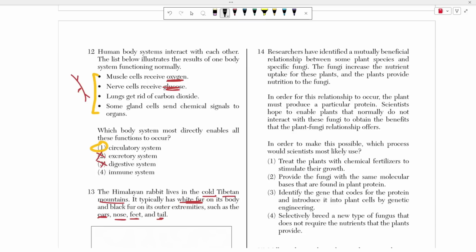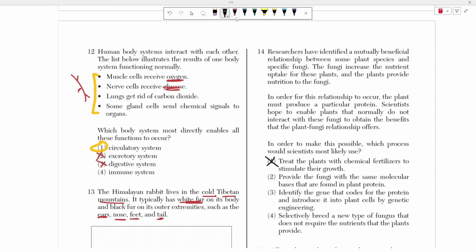So here's the thing, right? When a plant interacts with a fungi, they have this beneficial relationship where the fungi provide nutrition. So the fungi release these certain proteins which provide protection for the plants against certain diseases, and in exchange the plants secrete some sugar to feed the fungi. So how would we want to recreate this? Would we want to treat the plants with chemical fertilizers to stimulate their growth? Well, no, right? This has nothing to do with fertilizers.